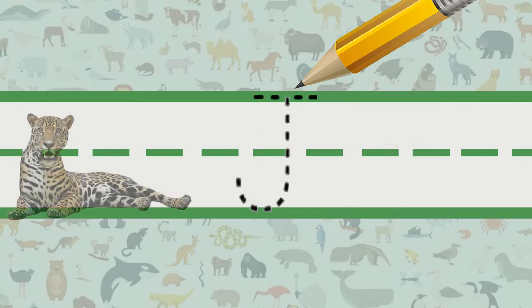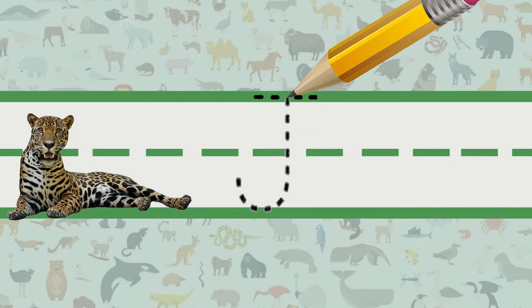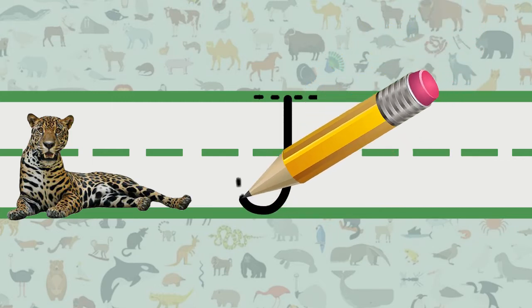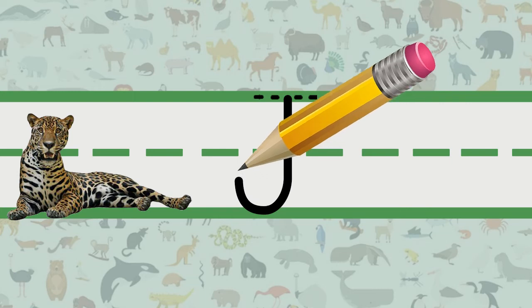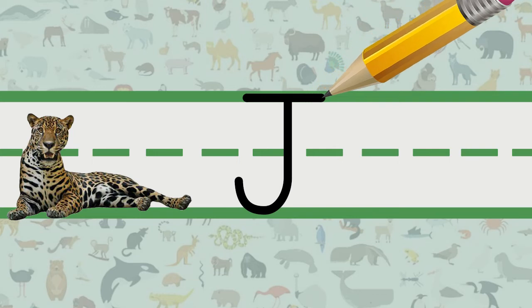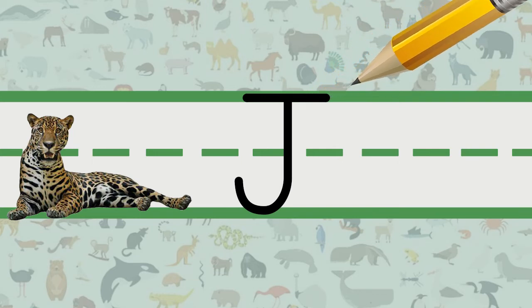J is for jaguar. For uppercase J or big J, start at the top and draw a line down to the bottom and curve to the left. Then go to the top and draw a straight line from left to right. Good job! Let's do that again.